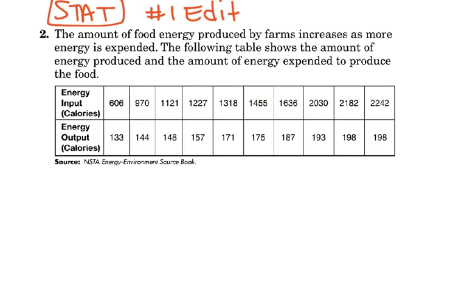Let's do it again here in number 2. The amount of food energy produced by farms increases as more energy is expended. The following table shows the amount of energy produced and the amount of energy expended to produce the food. We're going to put this in list 1 and this in list 2. So energy input will be X and energy output will be Y.